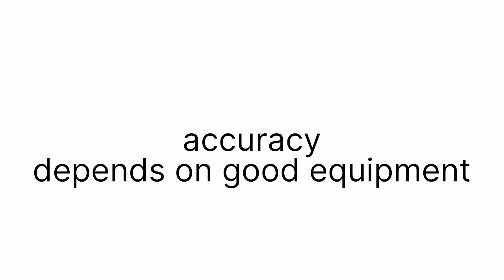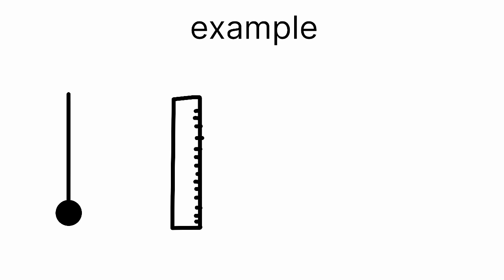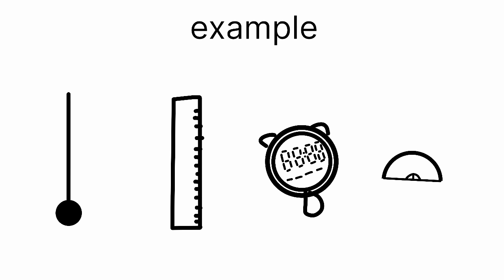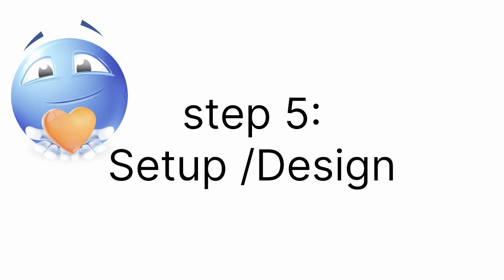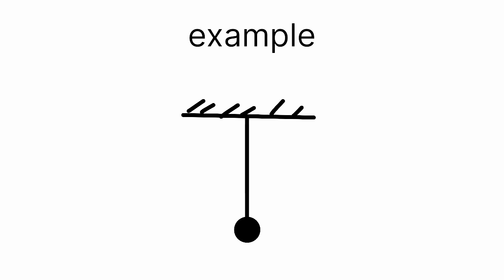We gather all the materials needed to conduct the experiment. The accuracy depends on the proper selection and calibration of the equipment that we select. An example is the string, a small metal bob, a ruler or meter stick, a stopwatch, a protractor, and a stable support stand. The setup explains how the experiment is arranged and how variables will be controlled or measured.